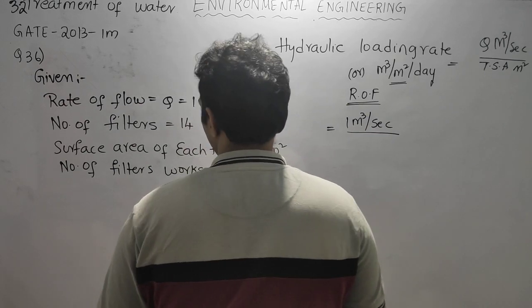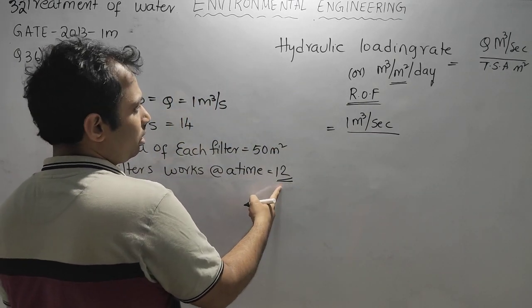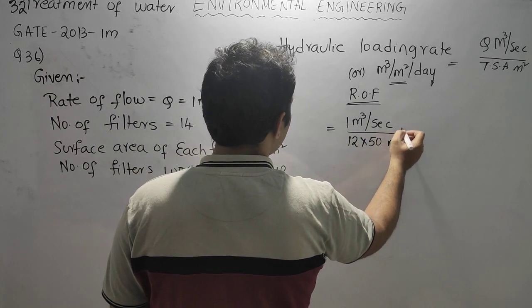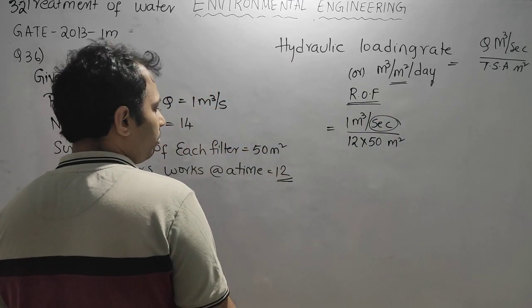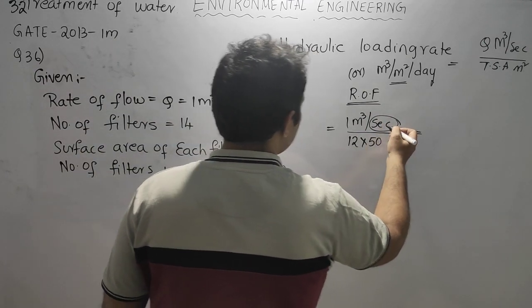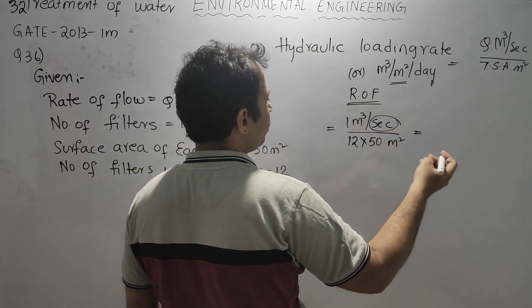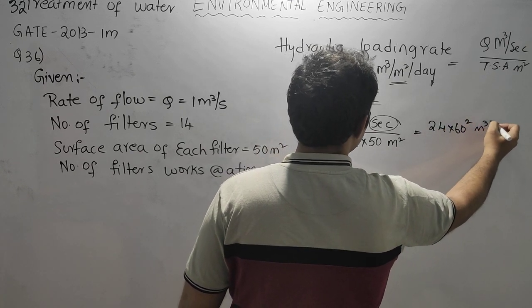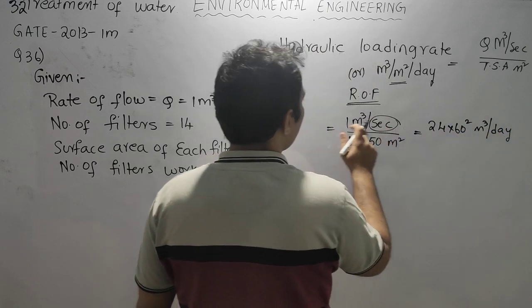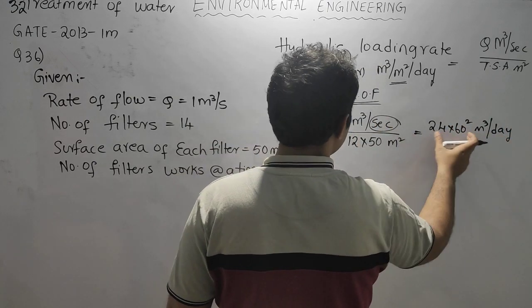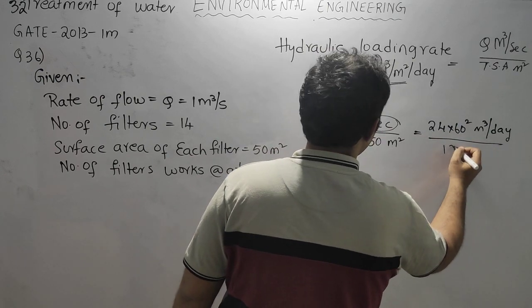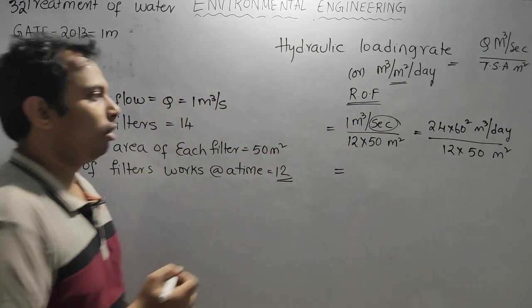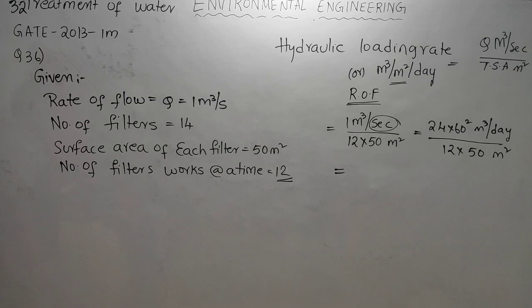And what is the total surface area? Total surface area, 12 filters are working at a time. So we need to take 12 into 50 meter square. Here the second I need to convert into day. Then this will become 1 by 24 into 60 into 60 per day. That means 24 into 60 into 60 meter cube per day. If it is 1 cubic meter per second, then for a day these many cubic meters will come, by 12 into 50 meter square. If we solve this, we will get the answer.